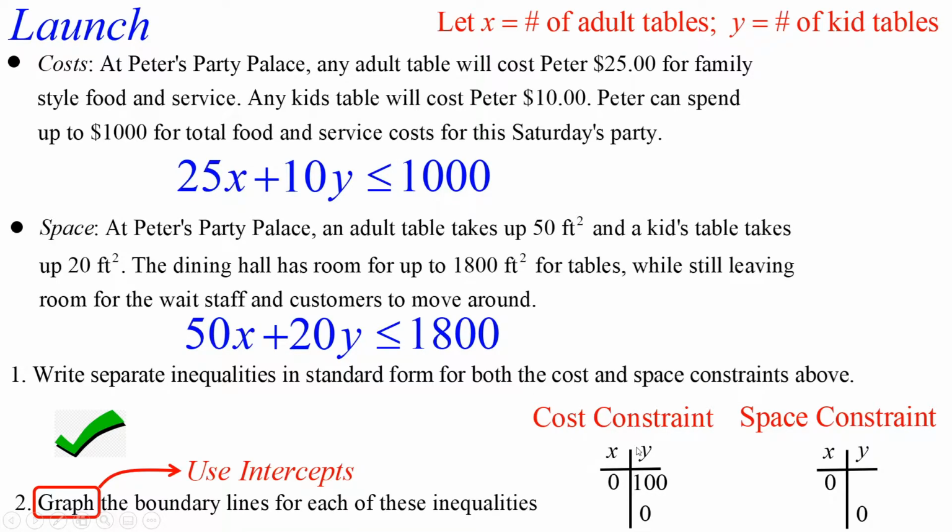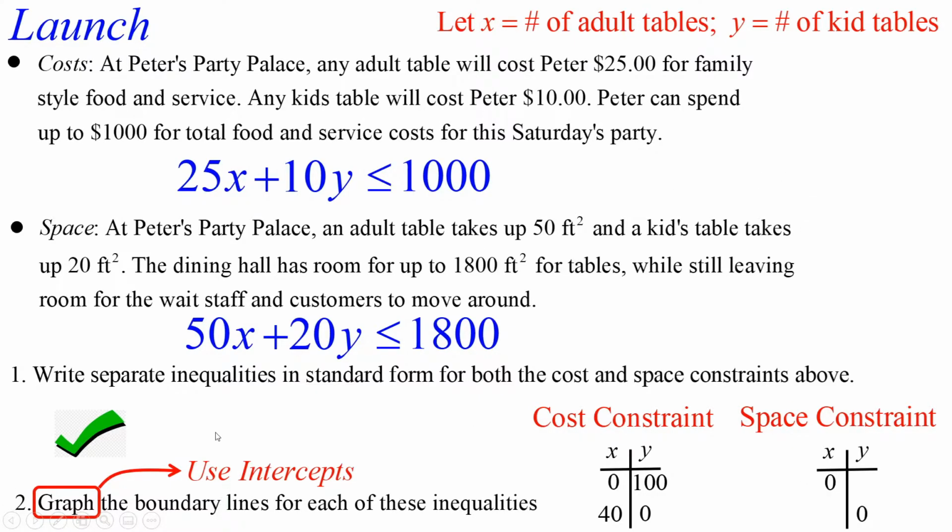All right, and now the x-intercept, y is 0. So 10 times 0 is gone, and you're left with 25x is 1,000. So let's take the 1,000 this time, and let's divide by 25. And I get 40. So the x-intercept is 40. Now let's do the same thing for the space constraint.